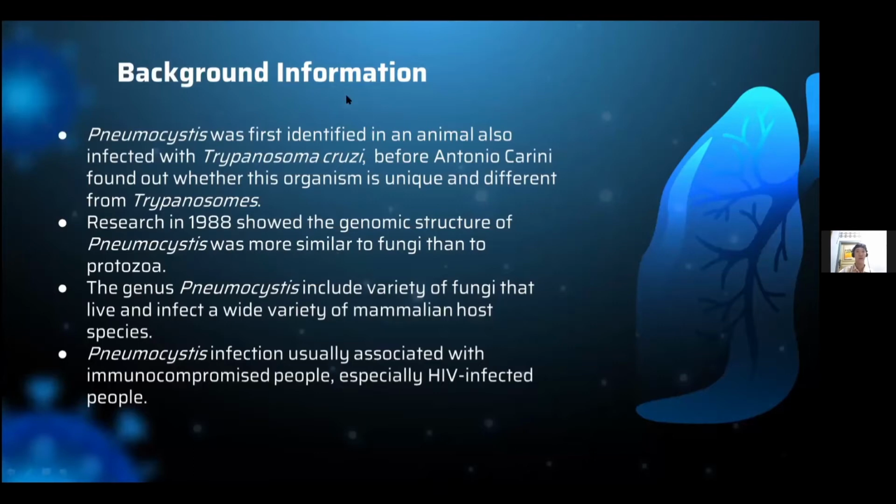Pneumocystis was first identified in an animal also infected with Trypanosoma cruzi. This made Pneumocystis mistaken for a morphologic form of the Trypanosoma cruzi life cycle. Then, research in 1988 showed that the genomic structure of Pneumocystis was more similar to fungi than protozoa. The genus Pneumocystis includes a variety of fungi that live in and infect a wide variety of mammalian hosts, such as human, monkey, rabbits, rats, mice, sheep, and even aquatic mammals. Pneumocystis infection is usually associated with immunocompromised people, so this includes opportunistic infection.